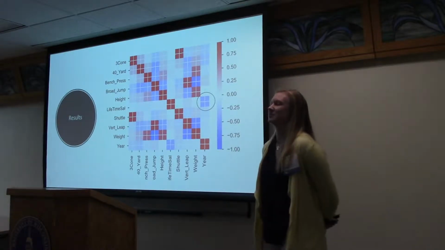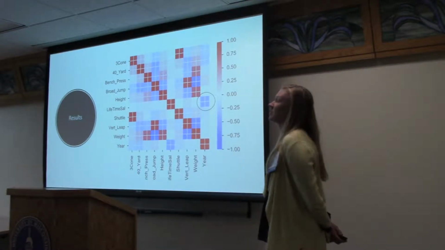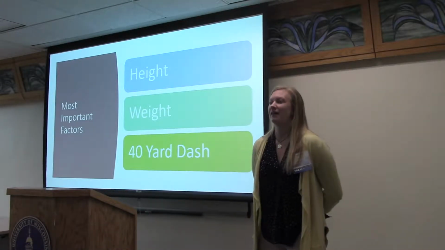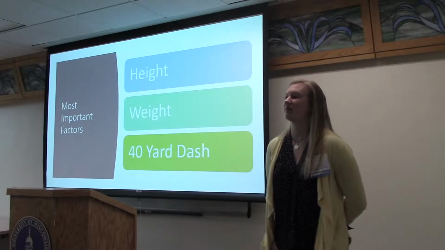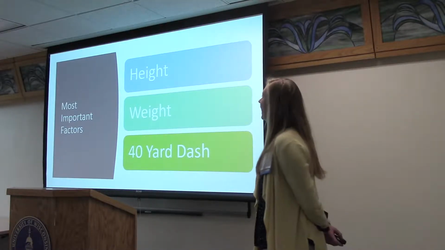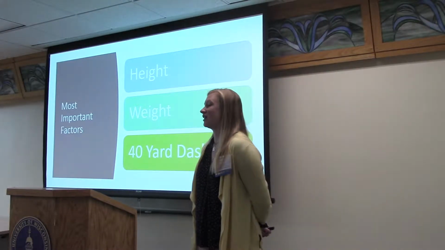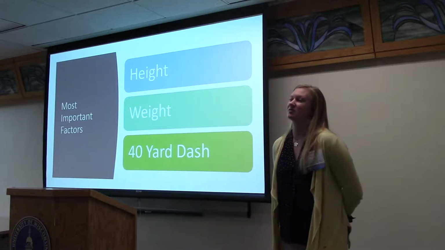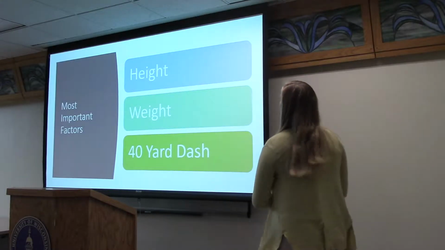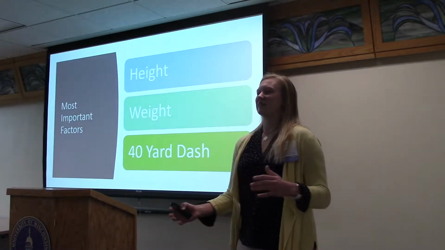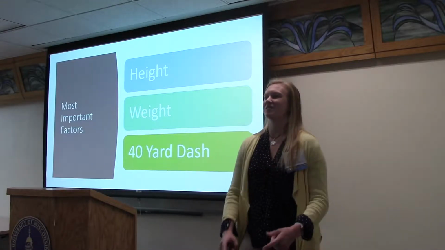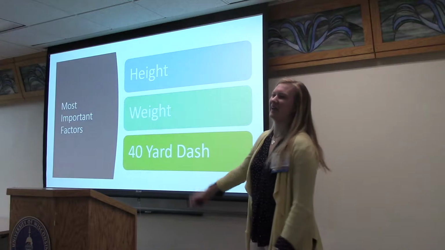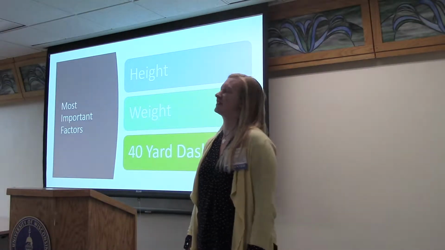So next I did a feature importance algorithm to then determine what were the most important features in determining this. So I found that these were the top three that bubbled to the top of my study. I had height, weight, and the 40-yard dash at the top. I ran the sample set multiple times, and these three were at the top. As you would expect, most people in the NFL are tall, and they're heavier built, and they're fast. And that's what this also looks like.